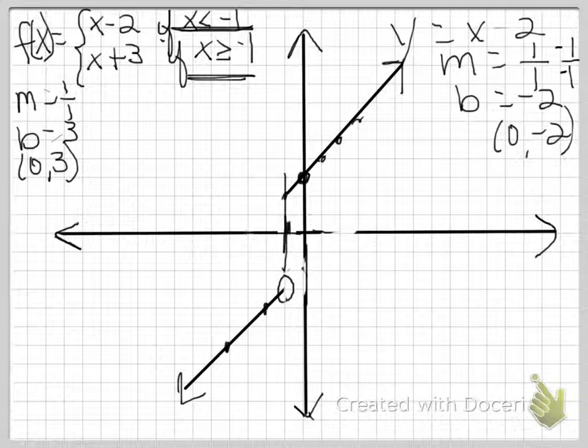Now, is it an open or closed circle at -1? It is a closed circle because it's greater than or equal to. So there's the graph.